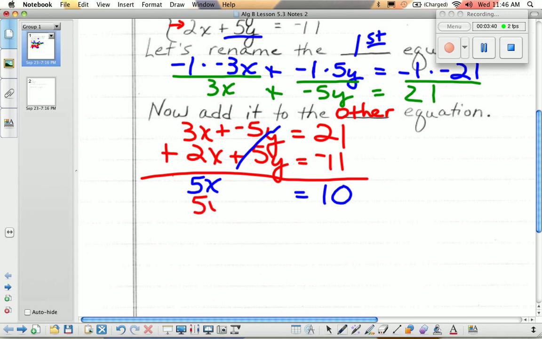And 5x divided by 5, 10 divided by 5. What's our solution for x? 2. X equals 2.